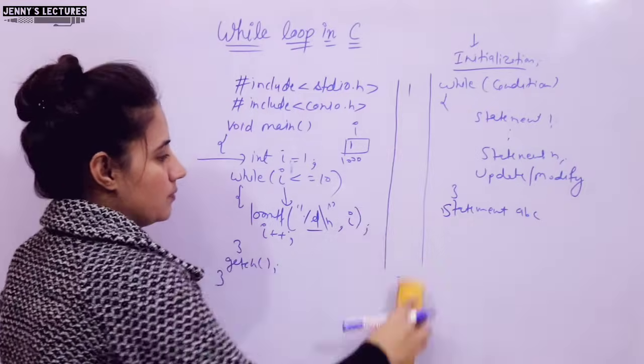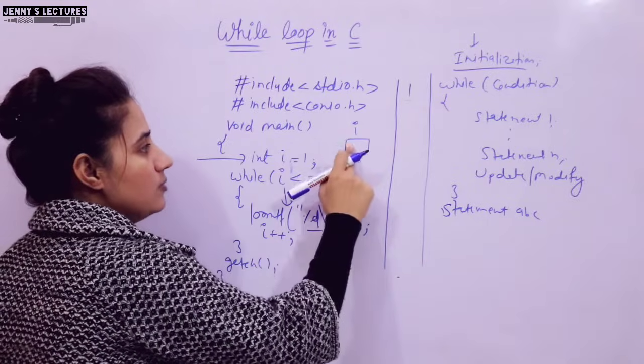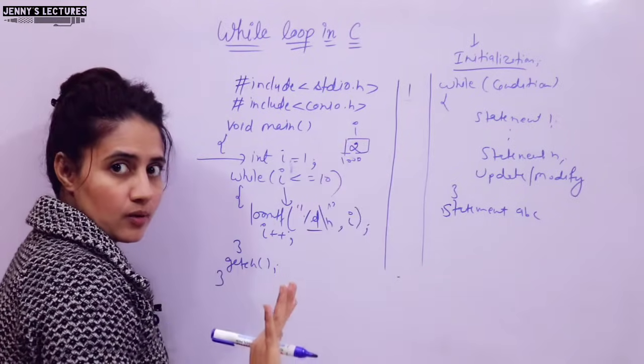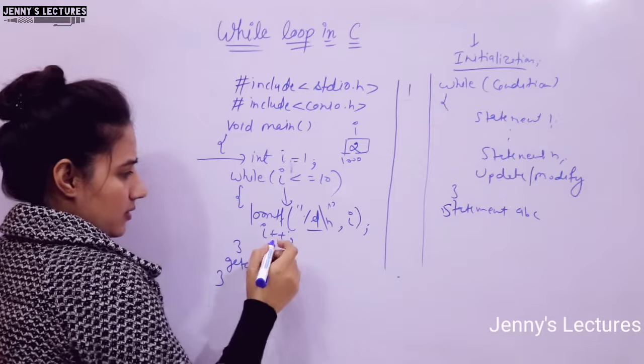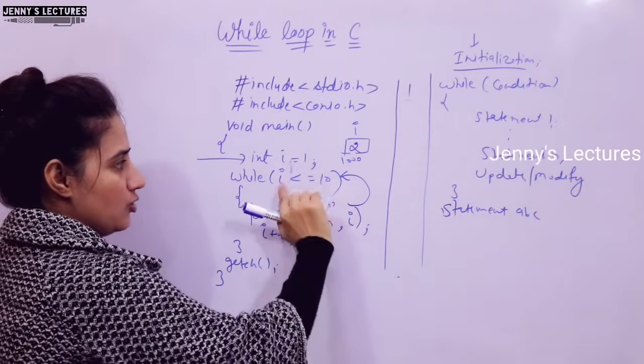So now next statement is what? I plus plus. Now I value becomes 2, right? Again check the condition. Working is what? Again it will check the condition. 2 less than equal to 10.